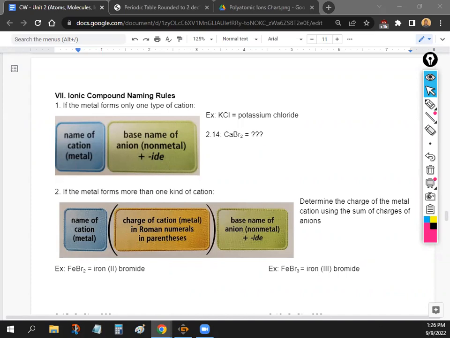And so I'm going to go over the rules that you need to know how to do that. On the AP test, sometimes they'll just give you a formula and ask you to figure out what we're talking about, or give you a name and figure out what chemical you're talking about. So that's why these naming rules are important.